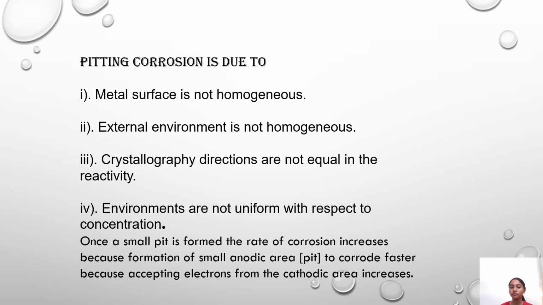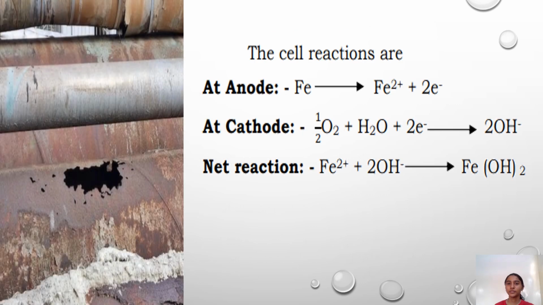In pitting corrosion, once a small pit is formed, the rate of corrosion increases because the small anodic area corrodes faster as the acceptance of electrons from the cathodic area increases. Then the cell reaction for pitting corrosion at anode and at cathode is: at anode, Fe gives Fe2+ plus 2 electrons, and at cathode, 1/2 O2 plus H2O plus 2 electrons gives 2OH-, and the net reaction will be Fe2+ plus 2OH- gives Fe(OH)2.